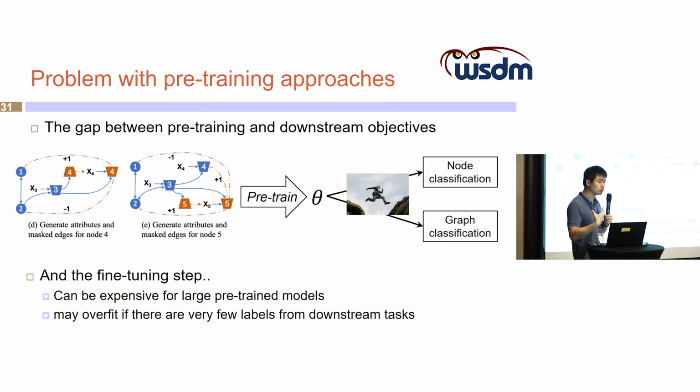Another issue is the fine-tuning step. When you have the pre-trained model, you need to do fine-tuning. But fine-tuning can be expensive for large models, and it may also easily overfit if there are very few labels from downstream.